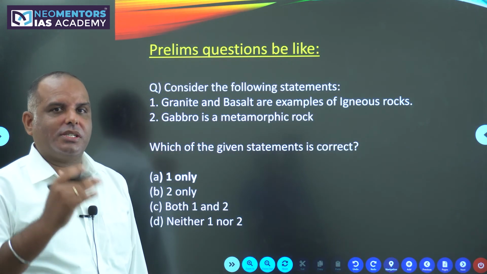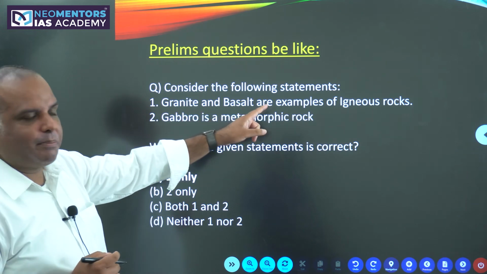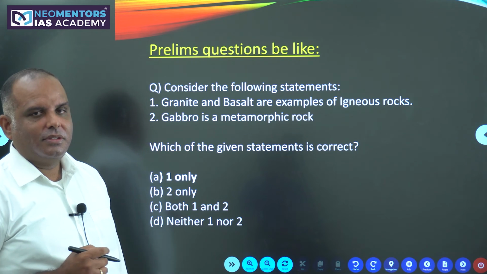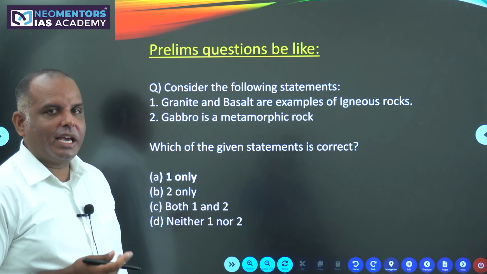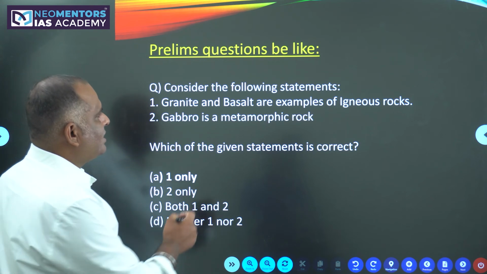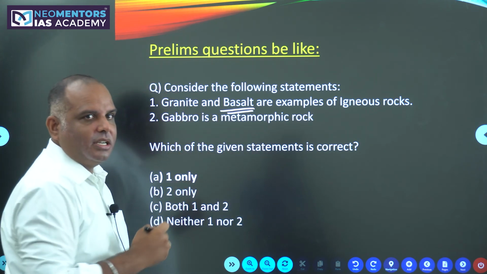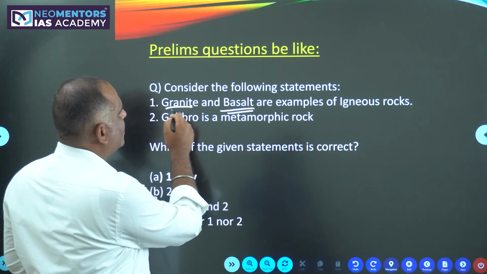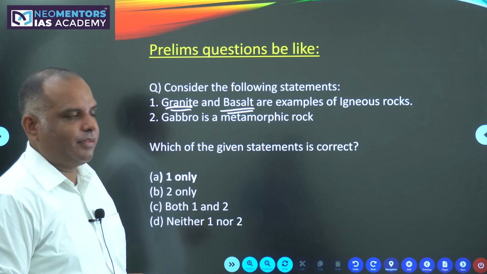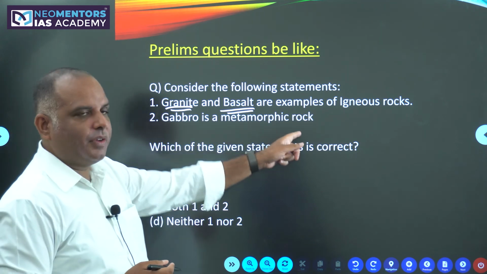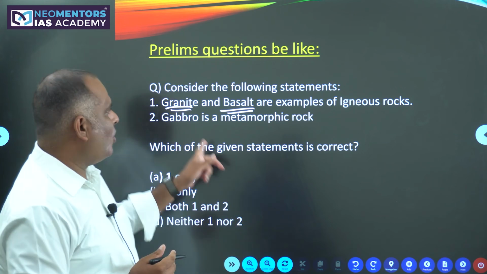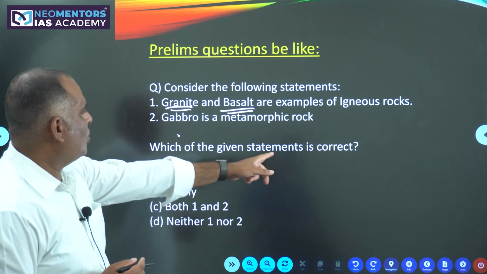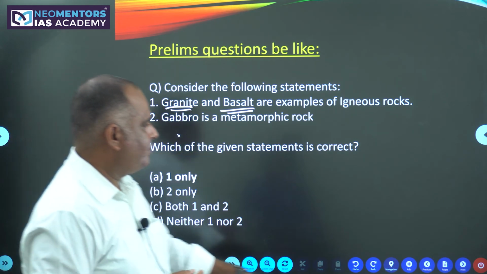Now let's discuss some prelims questions. Consider the following statements. Granite and basalt are examples of igneous rocks. Yes, they both are examples of igneous rock. Basalt is an extrusive igneous rock. That means it's on the outside of the earth, right? Granite is formed when there is intrusive cooling and solidification. Gabbro is a metamorphic rock. Is it true? No. Gabbro is an intrusive basaltic rock. So, only the first statement is correct.